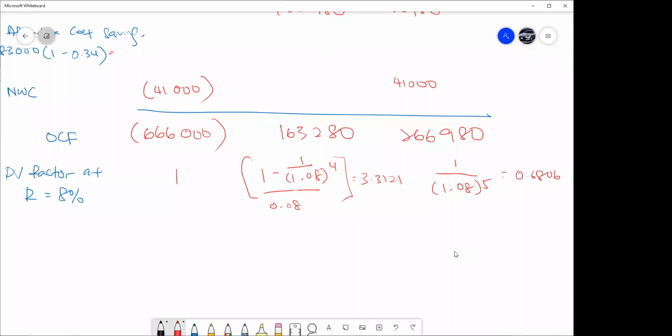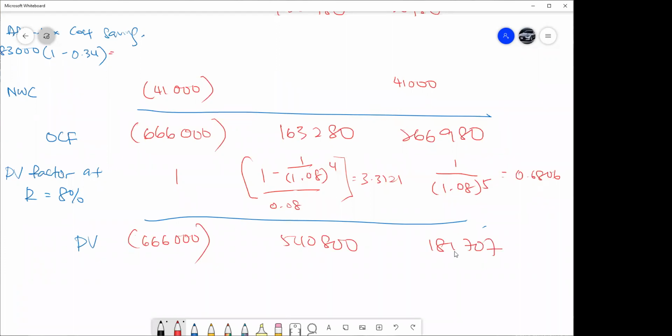So to get the NPV, you need to get the PV first. The PV: 666,000 times 1 is still negative 666,000. 163,280 times 3.3121, you get 540,800. 266,980 times 0.6806, you'll get 181,707. So net present value is the total of all these together. All right, so you should be getting 56,507. No need to use a calculator for this, waste of time.